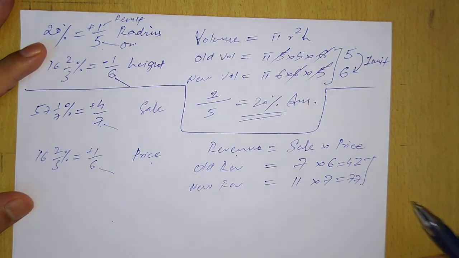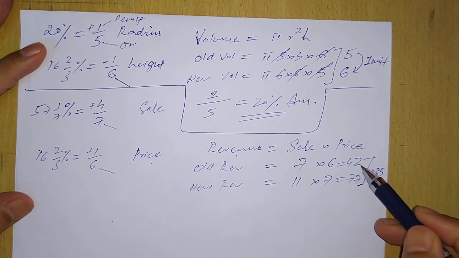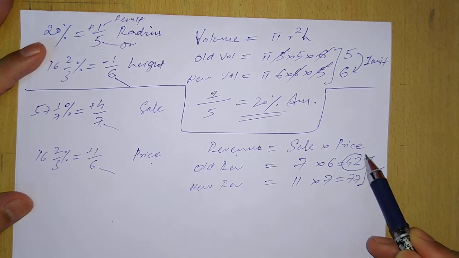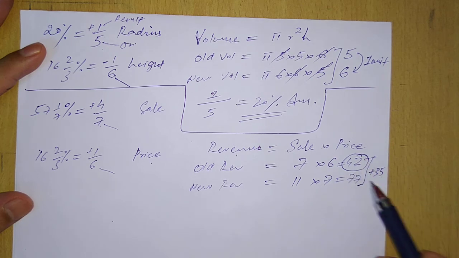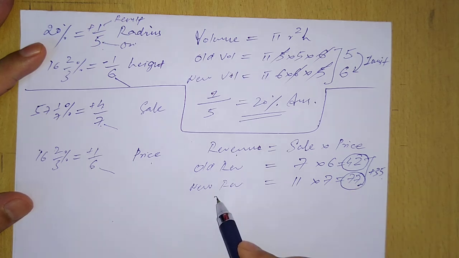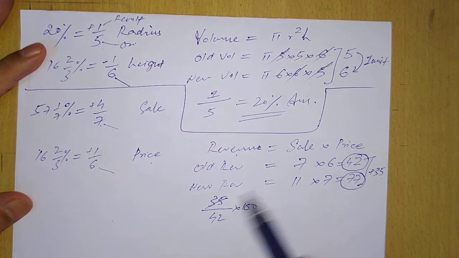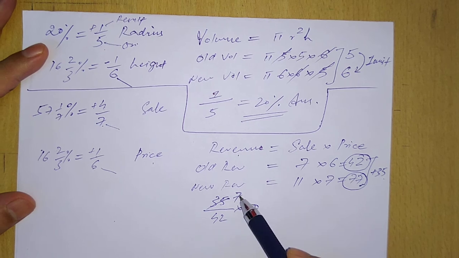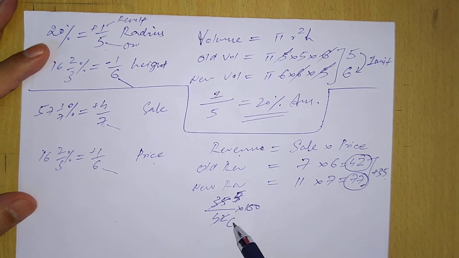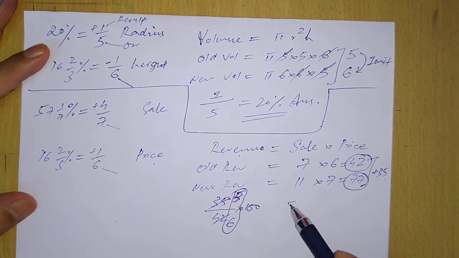All right, now we see that the difference is how much? Plus 35. So 35 units has been increased. The old revenue was 42, and the new revenue is 77, so there has been an increase of 35 units. So 35 units divided by the old revenue, 42 into 100. Now 5 7s are 35, 7 6s are 42. Now you see here we have got 5 by 6 into 100.